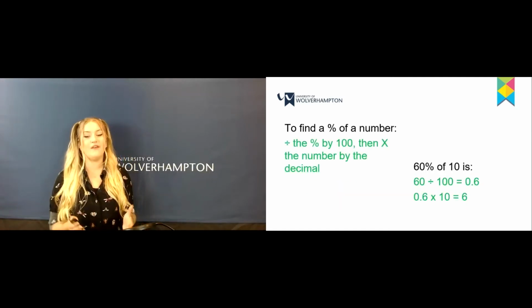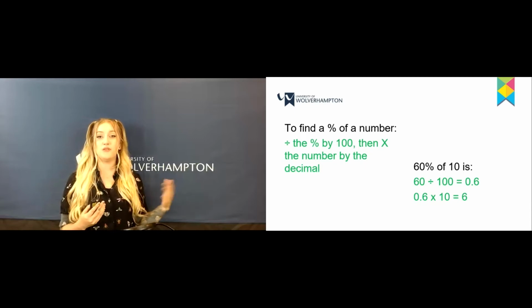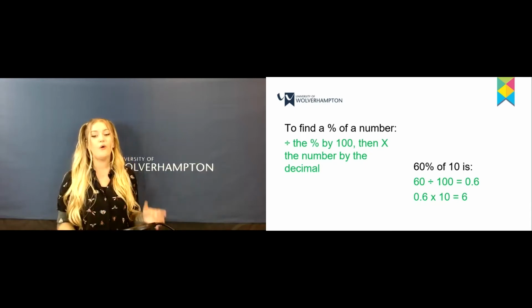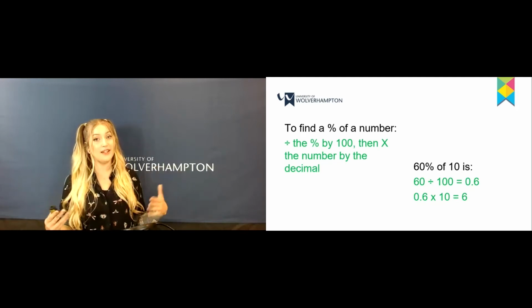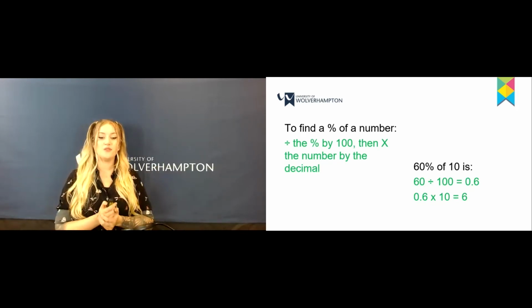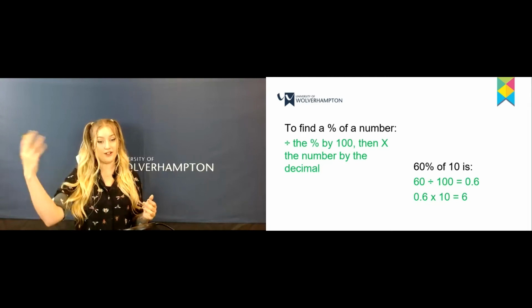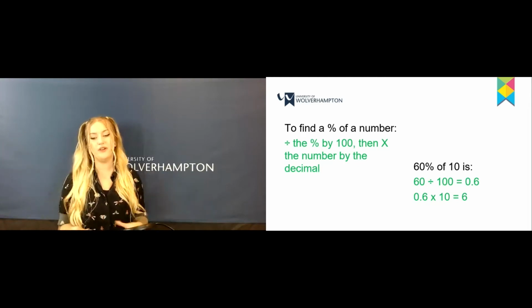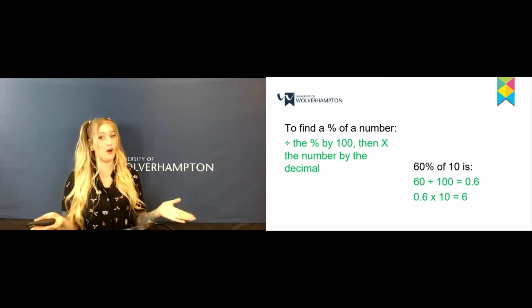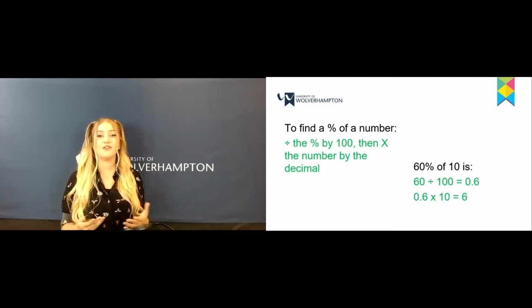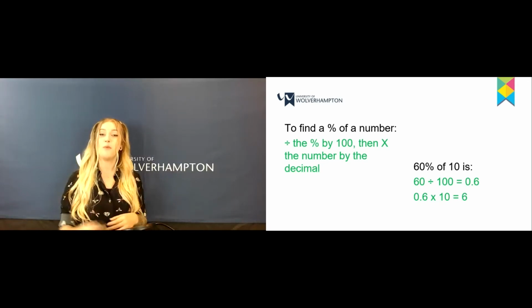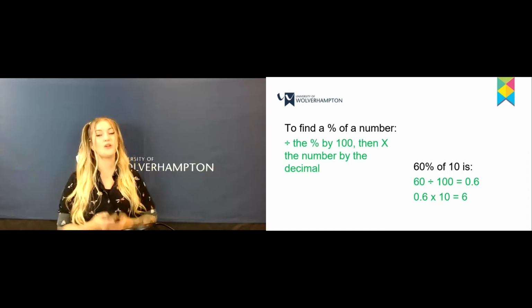Now, if you want to find a percentage of a number, it's very similar to do as well. All you do is take the percentage, divide it by 100 to get a decimal again, and then you times that decimal by the number you're trying to find out. So, for example, 60% of 10 is what? We take the 60 and we divide it by 100 to give us 0.6. We then times 0.6 by 10, as it's in our question, which gives us the answer of 6.